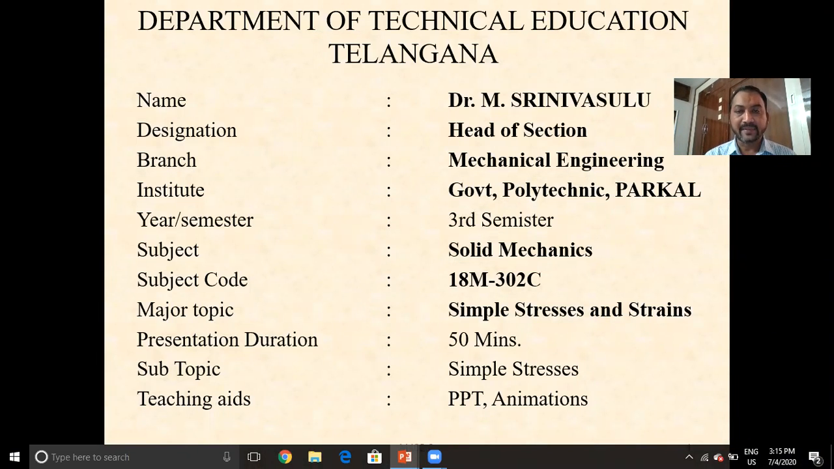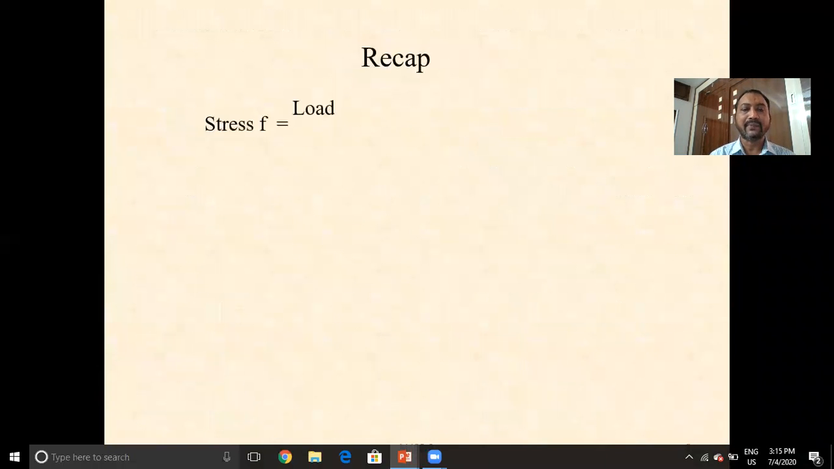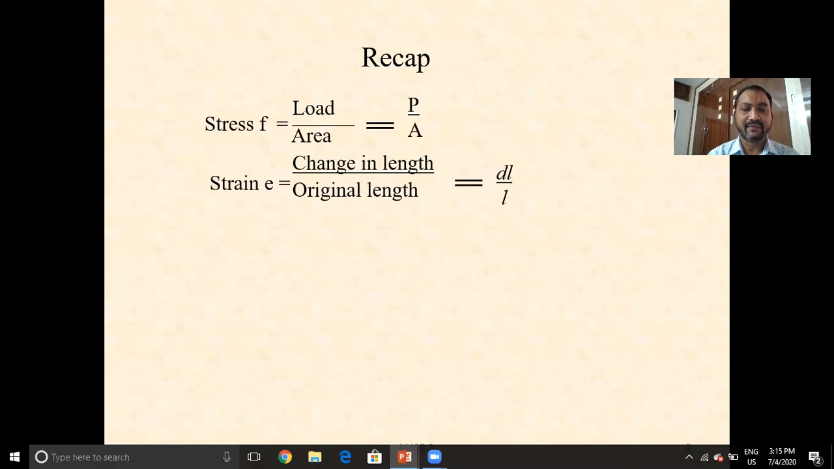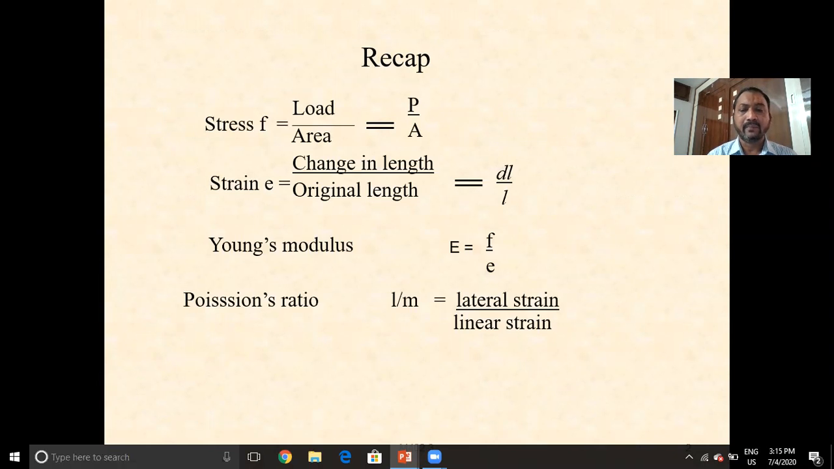I am Dr. M. Srinivasulu, Head of Section in Mechanical Engineering, working at Government Polytechnic Parkal, and I am going to teach a lesson on solid mechanics. The topic is simple stresses and strains. In the previous class, we discussed stresses and strains with the formulas, the modulus of velocity and the Poisson's ratio.